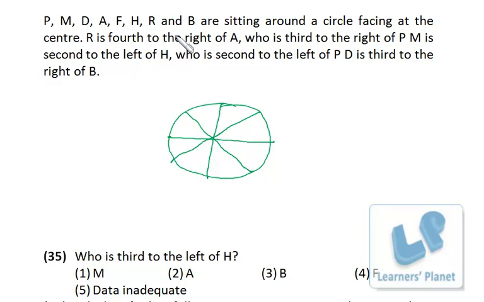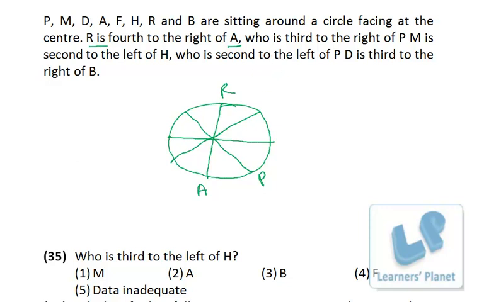Then, R is fourth to the right of A. So suppose A is here. All of them are facing center, so the right of A will be this side, 1 2 3 4. So R is fourth to the right of A. Who is third to the right of P? That means R is third to the right of P. So P should be over here. So right of P, 1 2 3, third position is occupied by R, right?